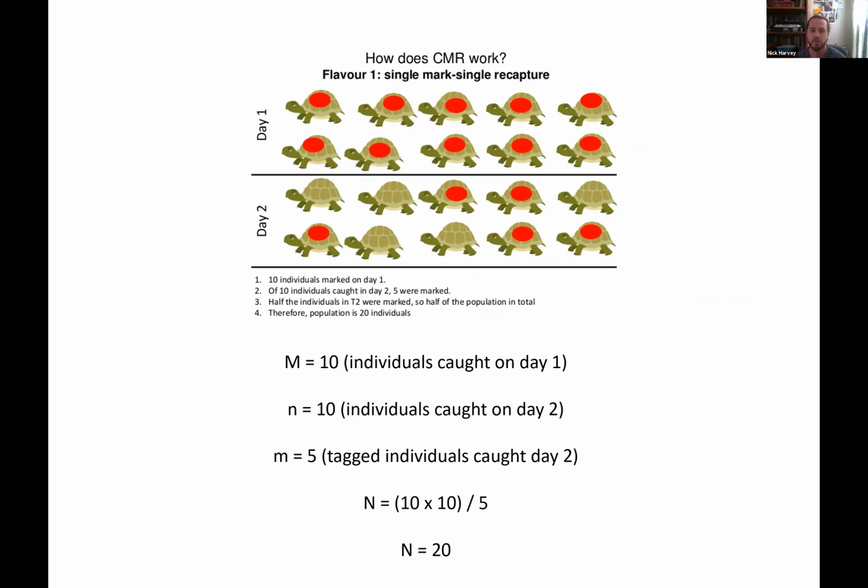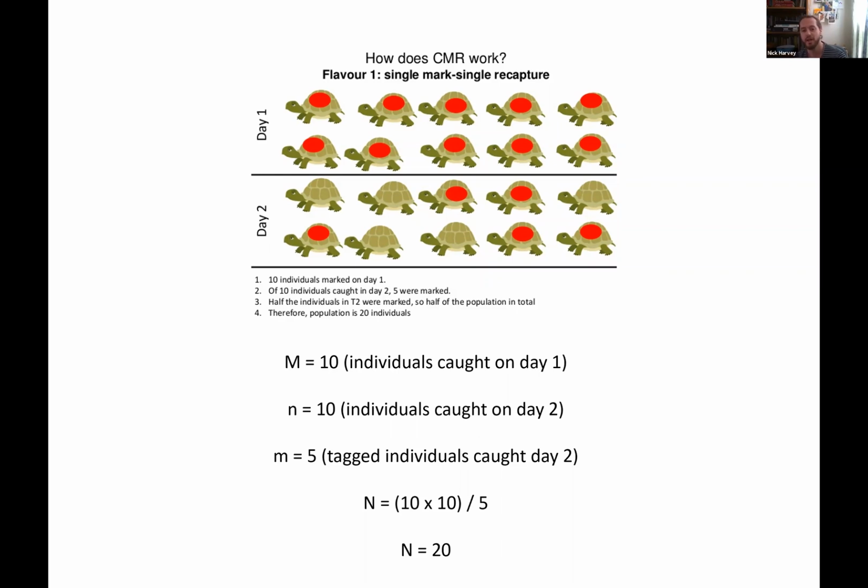population size. So where our capital M is 10, because it's the number of individuals caught on day one, our lowercase n is 10. It's unlikely that you would get exactly the same number of individuals on both days, but just for this example, that's what we've got. The lowercase m is therefore the number of tagged individuals, the number of individuals with red dots that we caught on day two.